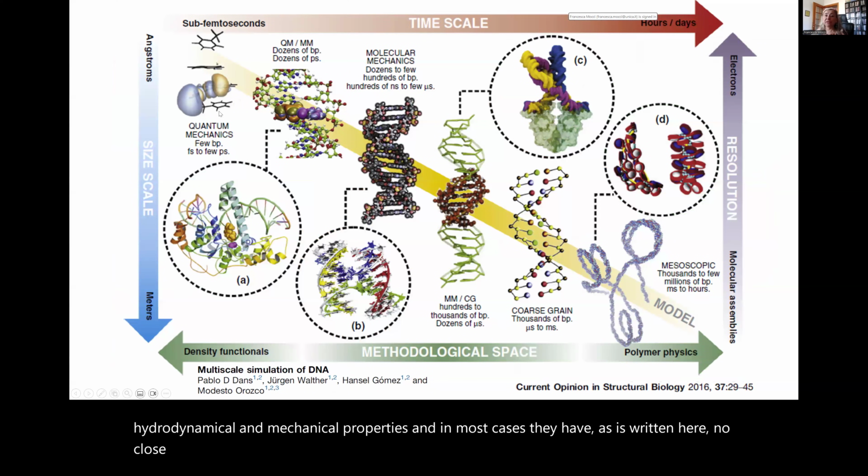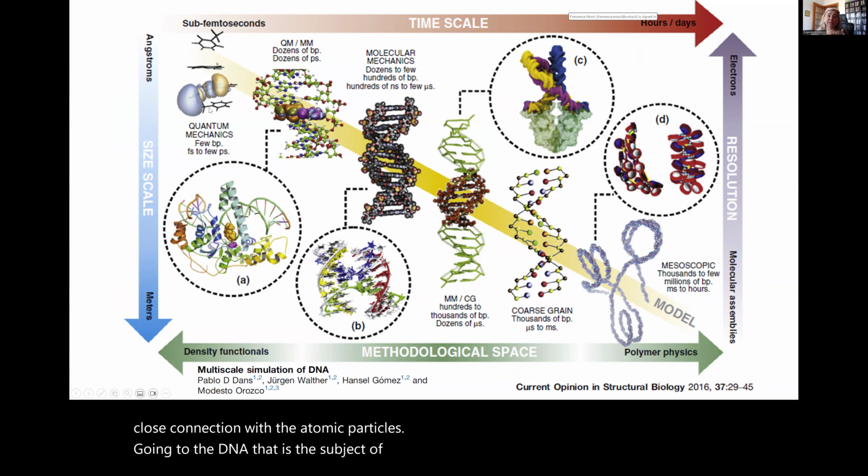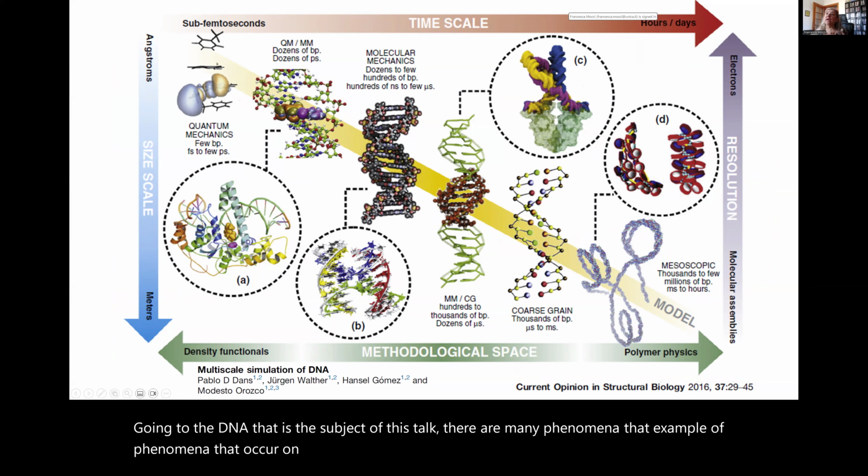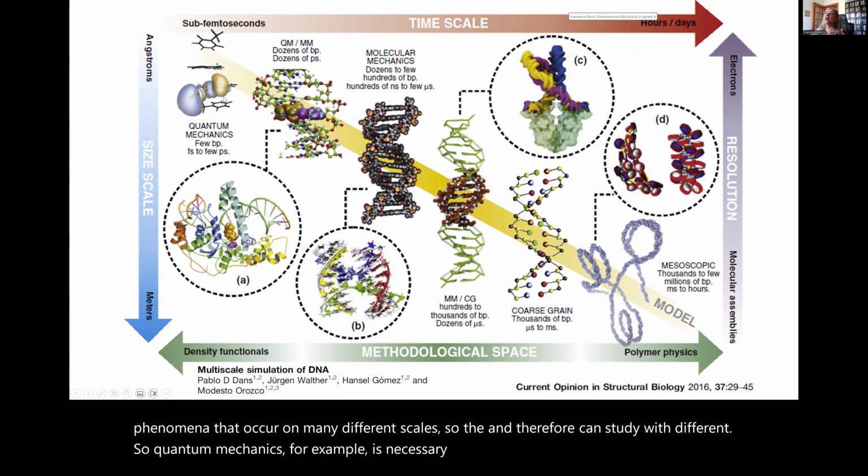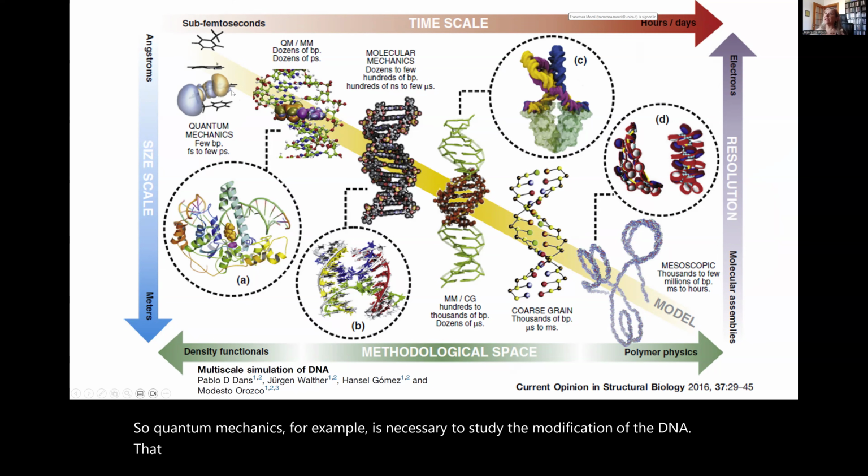Going to the DNA, that is the subject of this talk, there are many phenomena, examples of phenomena that occur on many different scales, and therefore can be studied with different methods. So quantum mechanics, for example, is necessary to study the modification of the DNA that occurs through the interaction with light.